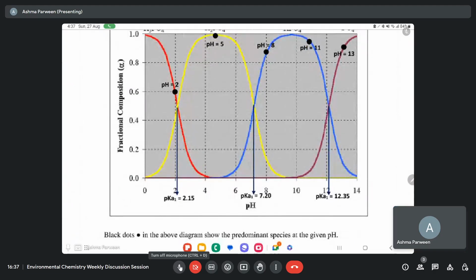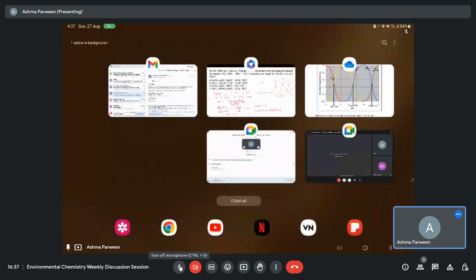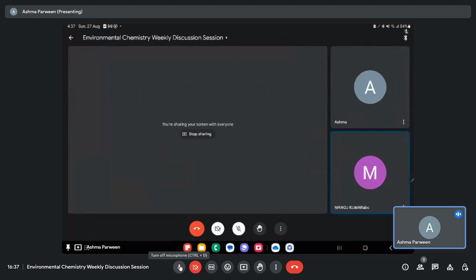So until pH 7, H2PO4 minus will be the dominant form, because as soon as the pH goes near the pKa value, then H plus will be liberated and it will convert to the deprotonated form. So depending upon the pKa values and what pH is given, we can find out which will be the dominant form without doing any calculation.